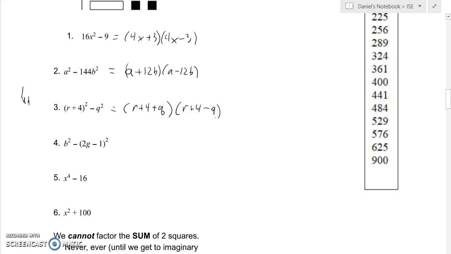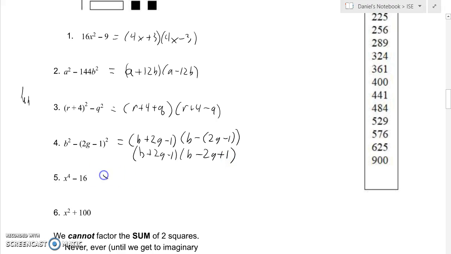It's a little trickier when the parentheses are on the other side of the minus, because we have b plus 2g minus 1, and we have b minus 2g minus 1. So we have to remember to distribute: (b plus 2g minus 1) times (b minus 2g plus 1).